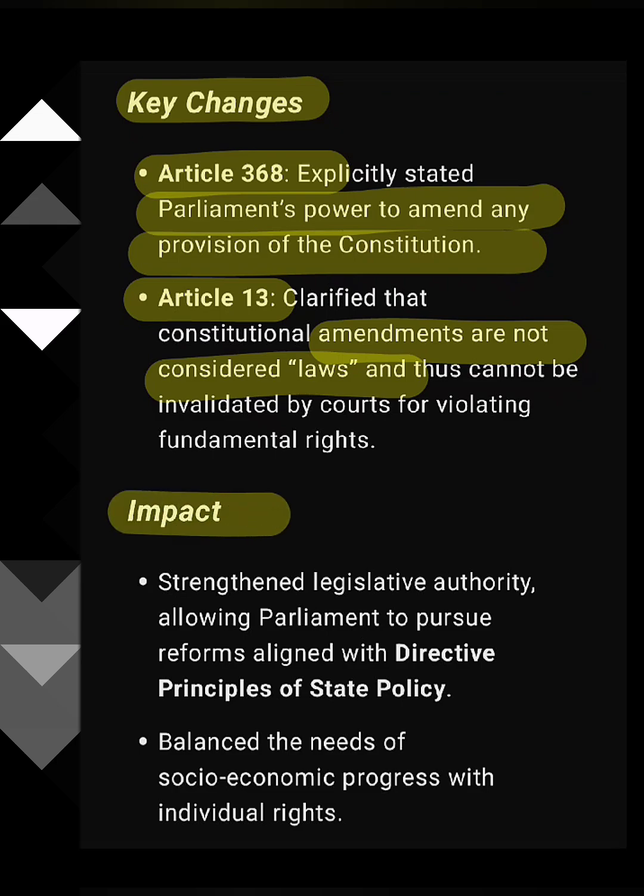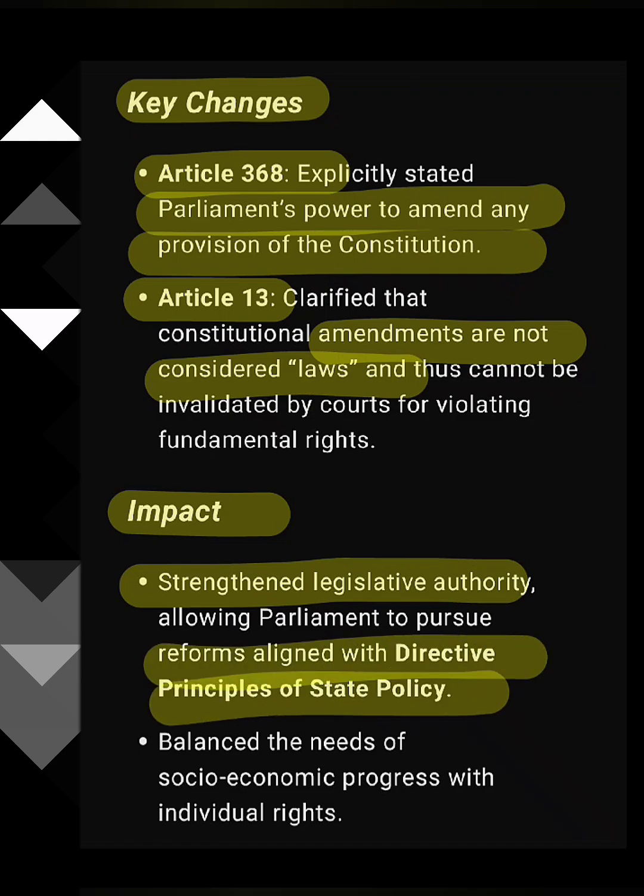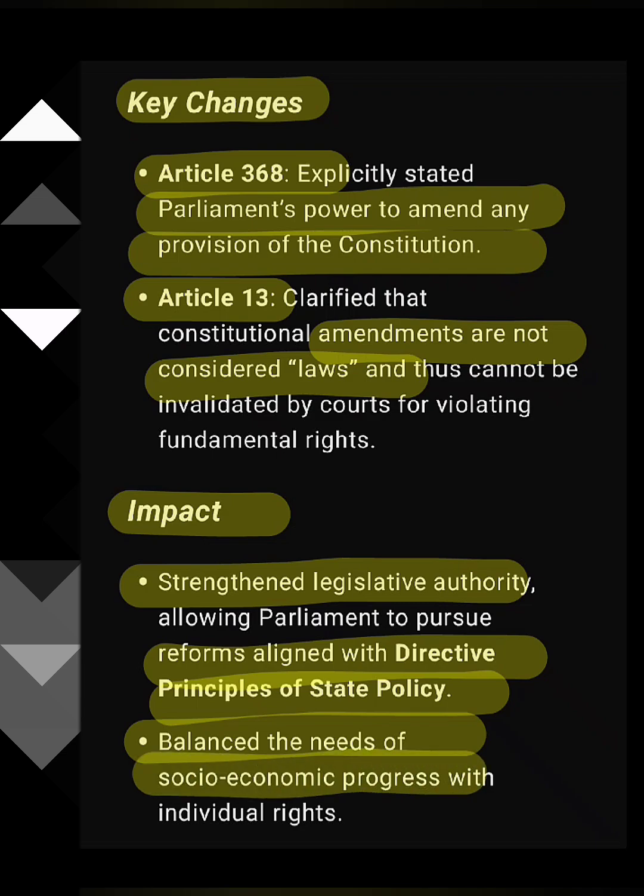What was the impact of this amendment? This amendment strengthened the legislative authority of the Parliament, and now the Parliament can pursue its journey of reforms which are aligned with the directive principles of state policy. This amendment balanced the needs of socio-economic progress with individual rights.